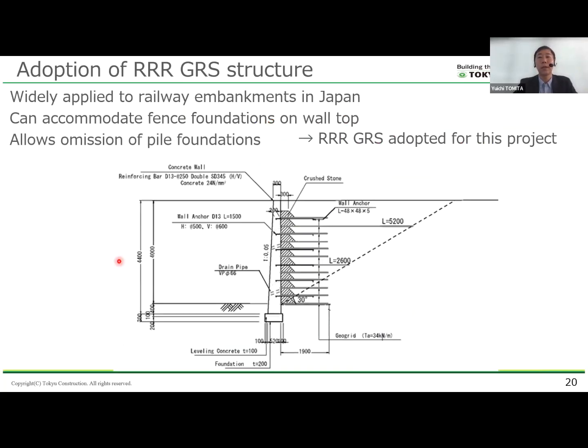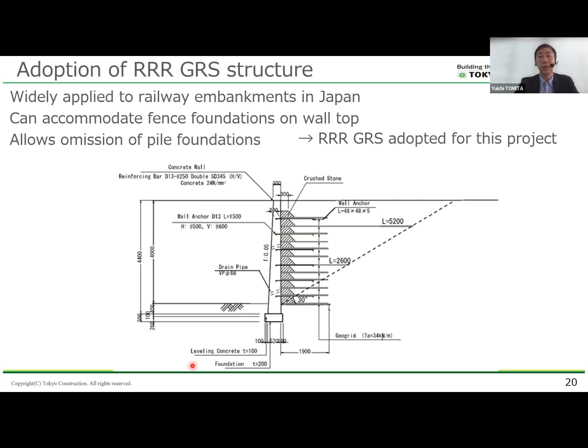This slide shows the 3RGRS retaining wall adopted for the project in Jakarta. In Japan, this method is widely used for railway embankments because it is cost-effective and provides excellent seismic and long-term performance. It also allows fence foundations to be placed on the full height rigid facing and enables the omission of pile foundations. For these reasons, the 3RGRS structure was selected.